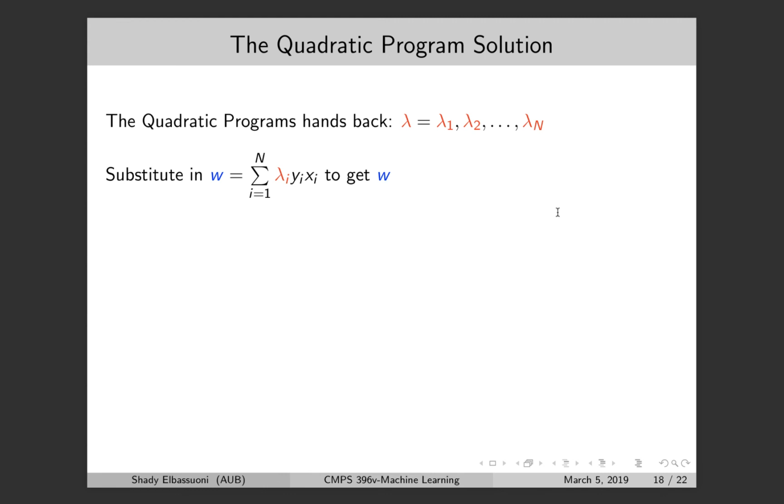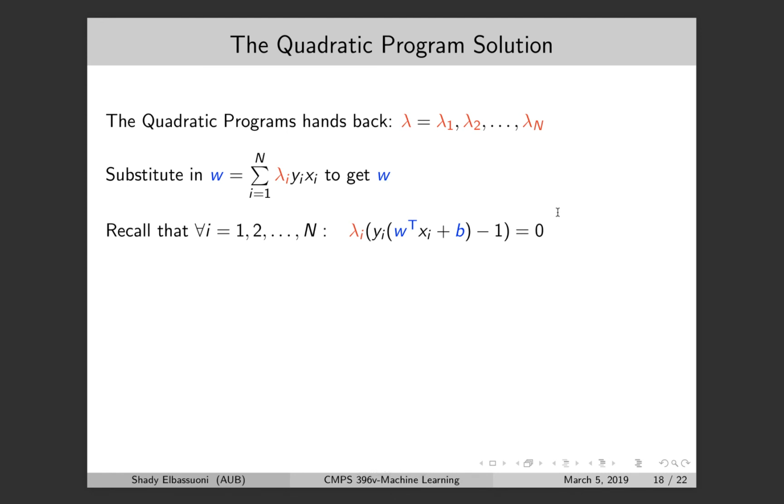This equation we got by differentiating the loss function and equating to 0. The only unknown was lambdas. Now I have them. yi is the label, xi is the feature vector. So if I sum these guys, I get the W.